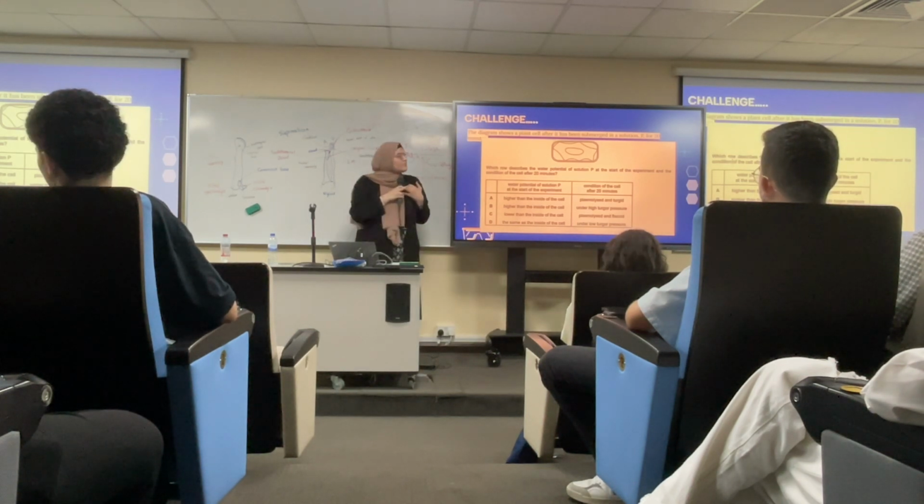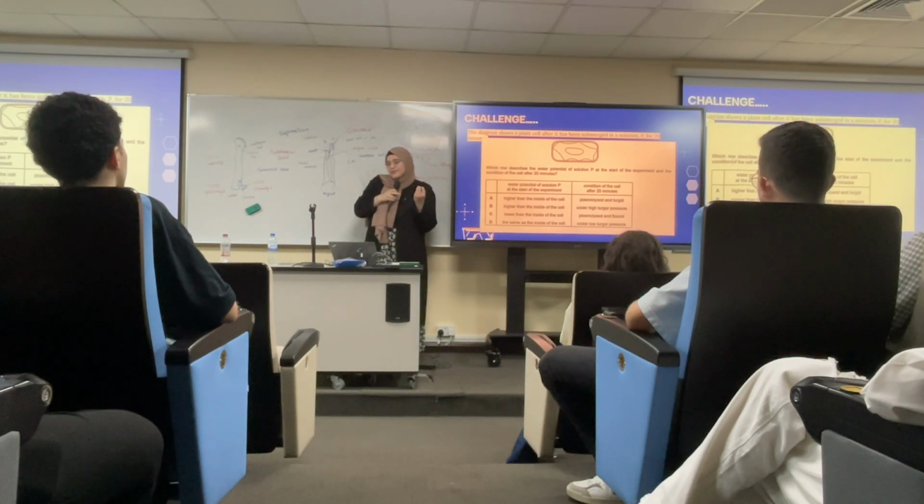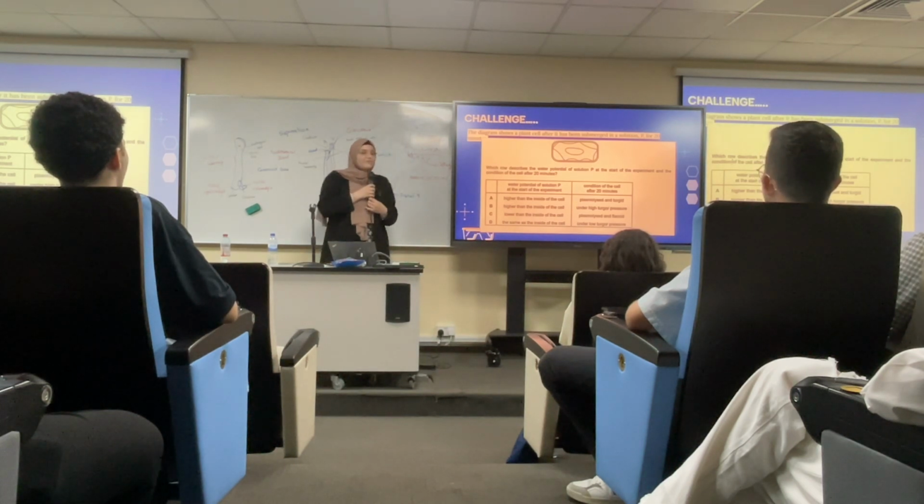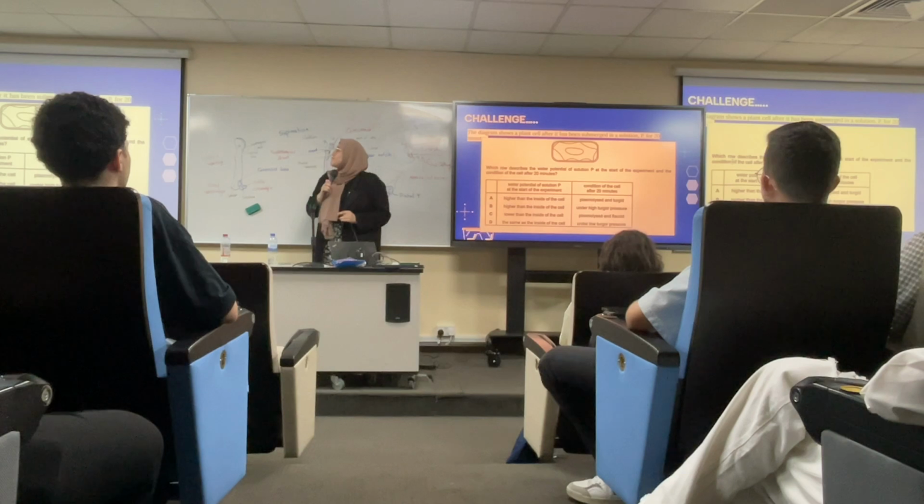All right. Just in case you guys don't know, turgid means the cell is tight, plasmolysed means the cell has shrunk, and flaccid means the cell is weak. Okay, it's like floppy. All right. We'll see. Okay. Give it a think, discuss with your friends, and now we're going to see the answer.